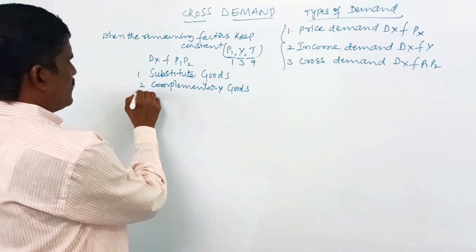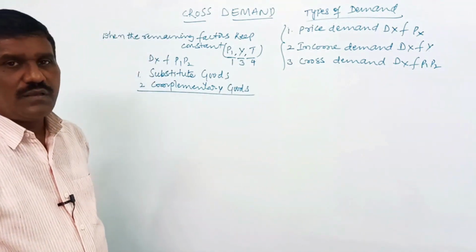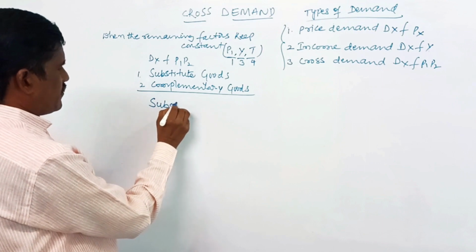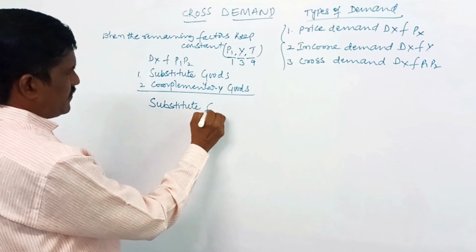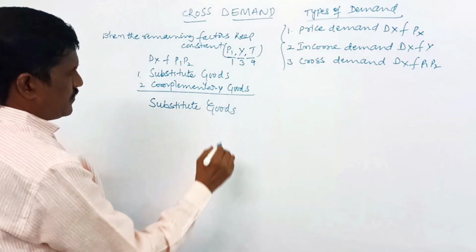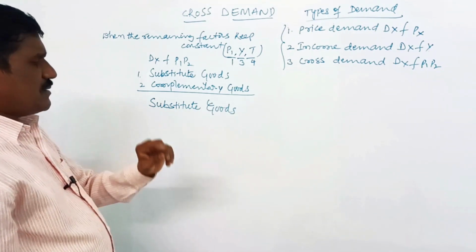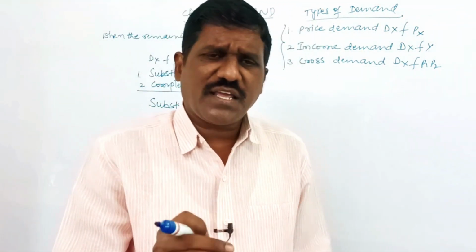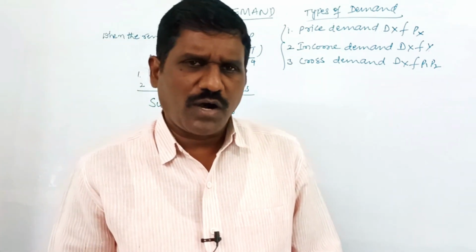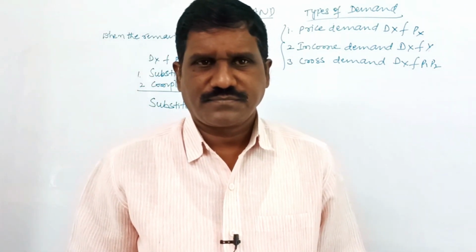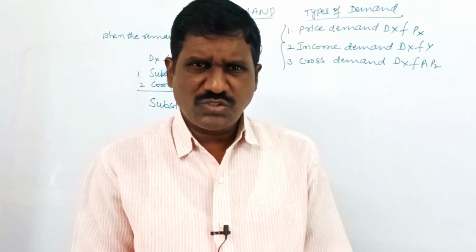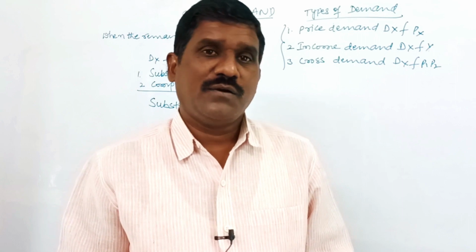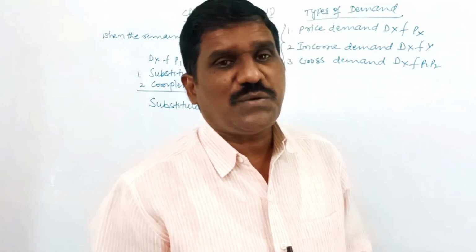First of all, we take the substitute goods. What are called substitute goods? The goods which are useful to satisfy our want, one for another. Such goods are called substitute relationship goods.